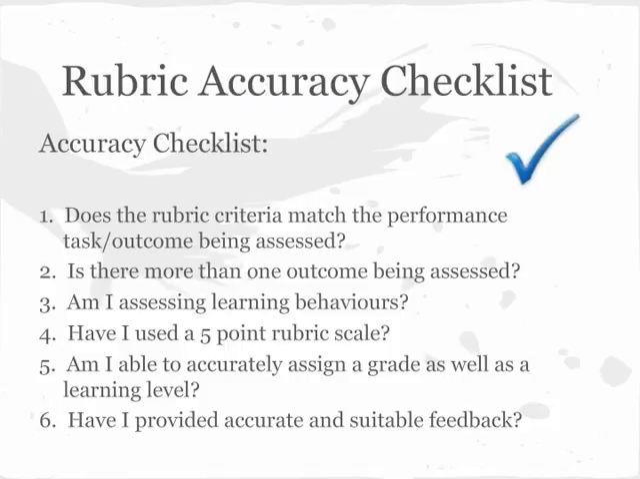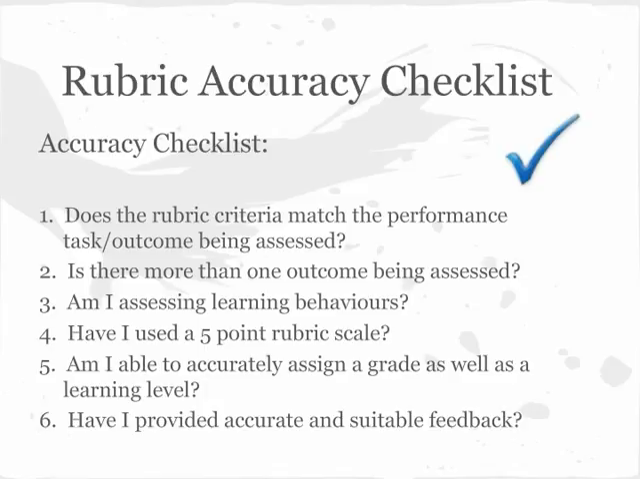There is no rubric that is perfect. It's always trial and error. My advice to you is to co-create the rubric with your students based on the criteria that you've asked them to complete. And take a look at this accuracy checklist when you're creating your rubric tools. Does the rubric criteria match the performance and outcome being assessed? Is there more than one outcome being assessed? Am I assessing learning behaviors? This one you have to be careful of.